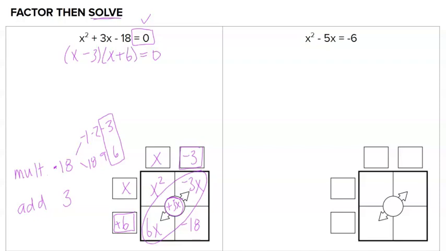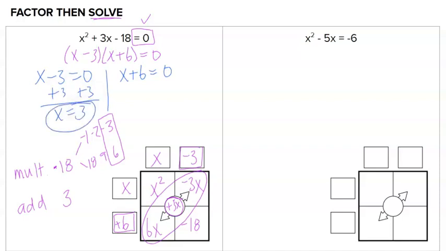So these are like two-part problems. We have to use our factoring skills and then our solving skills. So now we can set both factors equal to 0. So x minus 3 equals 0 and x plus 6 equals 0. And then solve both of those. So undo that minus 3 with a plus 3, and we get x equals 3. And then undo that plus 6 with a minus 6, and we get x equals 0. Take away 6 is negative 6. So our answer would be x equals 3 and x equals negative 6.